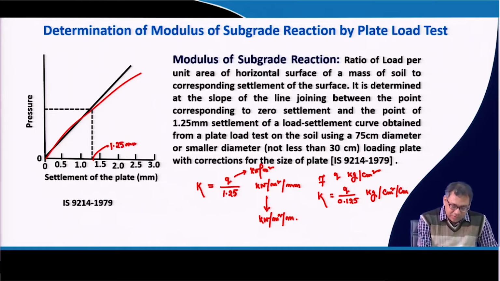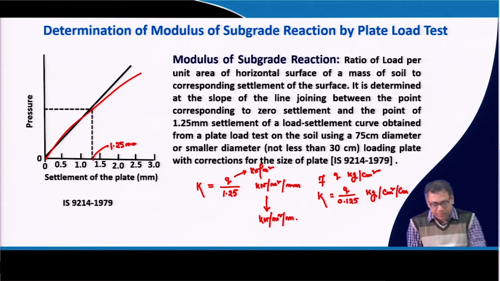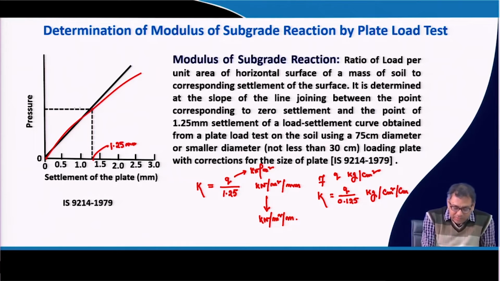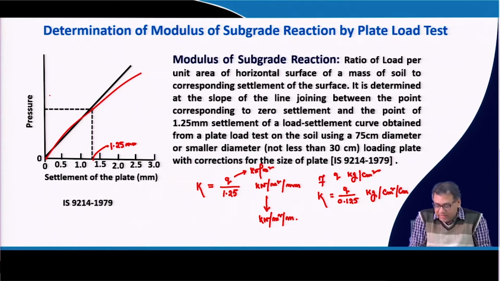Okay. Then the corresponding point on the settlement curve, you join that point and the 0 point and draw a line. So, that black line is basically joining the point corresponding to 1.25 millimeters settlement and the 0 point. And then the slope of this line will give you this K value. So, that means corresponding q you calculate on that straight line, and then you determine the K value.